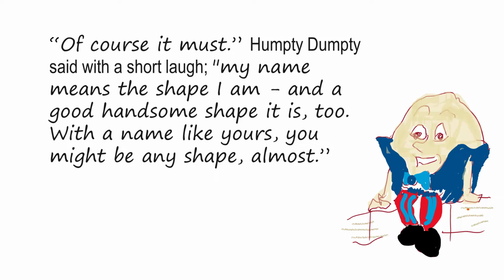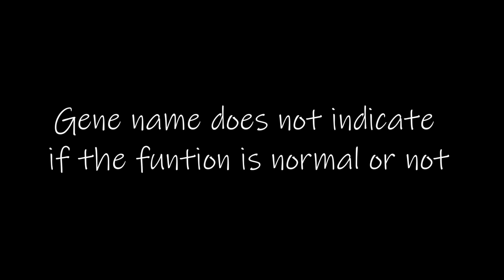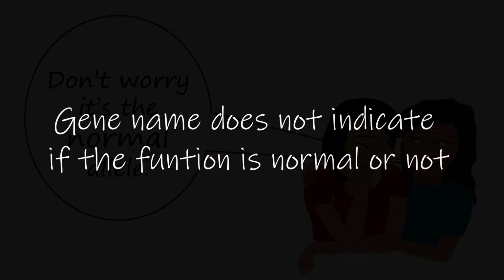As explained by Humpty Dumpty to Alice in the book Alice in Wonderland by Lewis Carroll, "Of course the name must mean something. My name means the shape I am, and a good handsome shape it is too. With a name like yours, Alice, you might be any shape almost." However, the gene name does not indicate whether the function is normal or not.